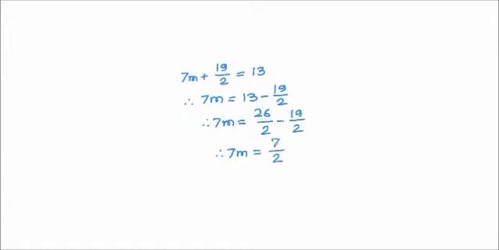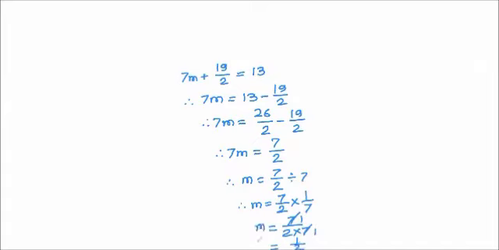Now we will move 7 that side, so m is equal to, 7 was multiplied, so it will become divided by there. So 7 upon 2 divided by 7. In fractions what we know is 7 upon 2 we will multiply by the reciprocal. So that would be 7 upon 2 into 1 upon 7. 7 one the 7, 7 one the 7, gone. So it will remain 1 upon 2. So the answer is m is equal to 1 upon 2.